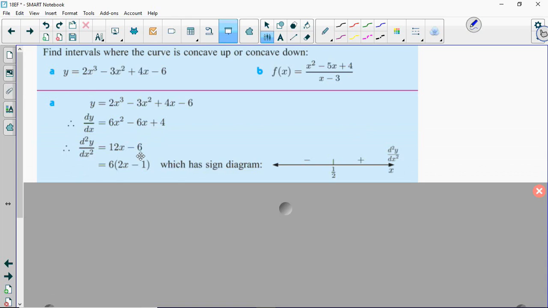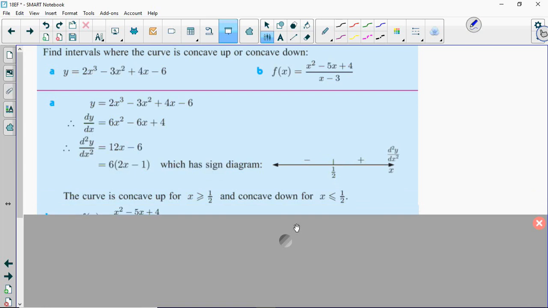Don't put it in the sign diagram for dy dx. Don't put it in the sign diagram for the function itself. You've got to put it in the right place. Anyway, from here we see that it's going to be concave down from negative infinity to 1/2 included, and it's going to be concave up from 1/2 to positive infinity included.